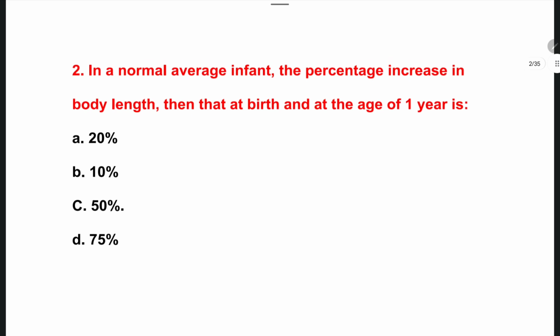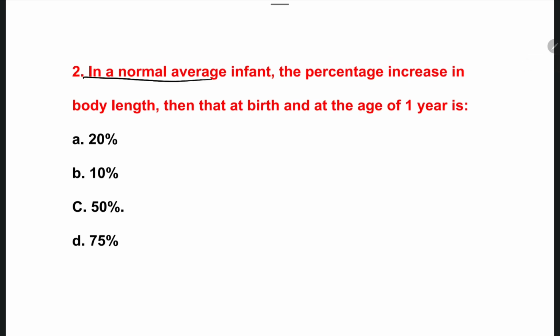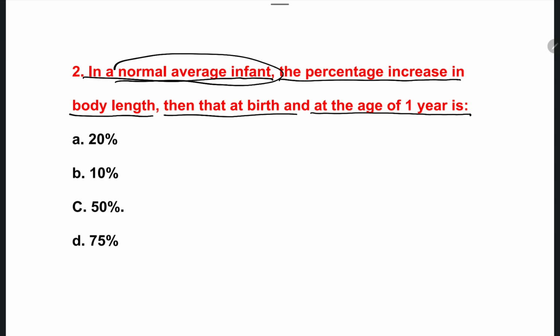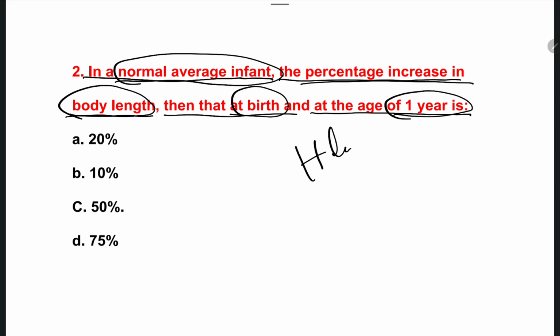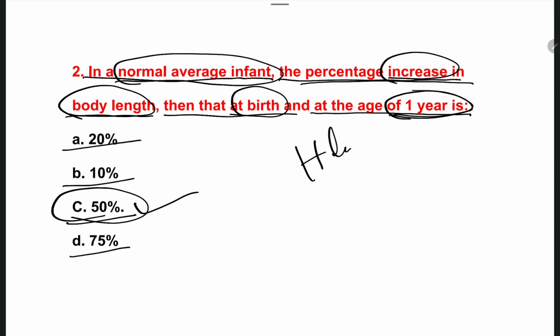So the next question is: in a normal average infant, what is the percentage increase in body length from birth at the age of 1 year? So how much length will be at the age of 1 year? Options are 20%, 10%, 50%, 75%. So the right option is 50%. So 50% increase at the age of 1 year of a normal average infant baby.